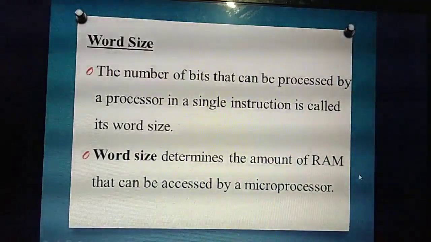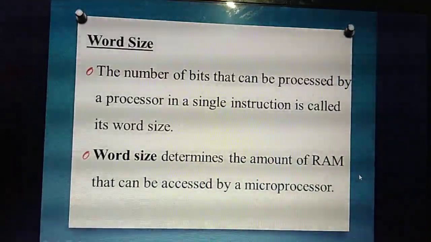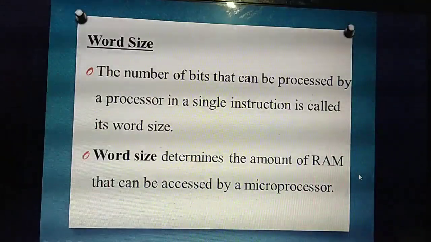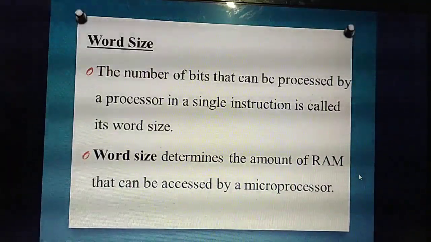RAM. Understand? So this is one of the important 5-mark questions. Which is the important 5-mark question? Characteristics of microprocessor. How many characteristics have you studied? 3. What are they? Clock speed, instruction set and word size. Understand? Very, very important question. Now itself you understand and study.